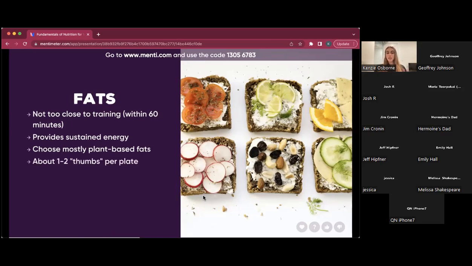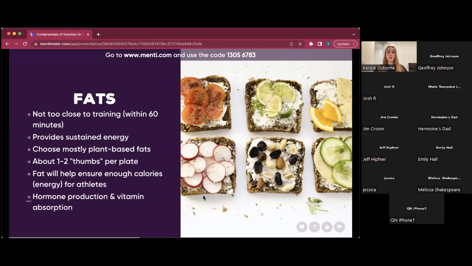In terms of portion size, again, outside of this training window, we're looking at about 1 to 2 thumb sizes per plate. This would be about 1 to 3 tablespoons of fat, depending on your specific activity level, your height, your weight, all that stuff, your calorie needs. That'll vary, but about 1 to 3 tablespoons of fat per plate.